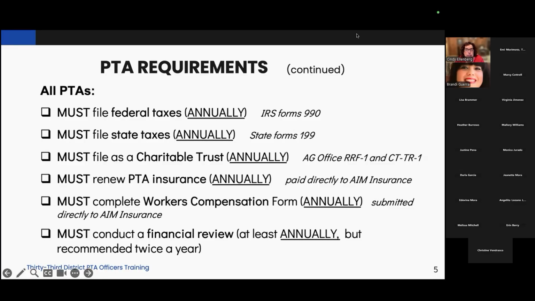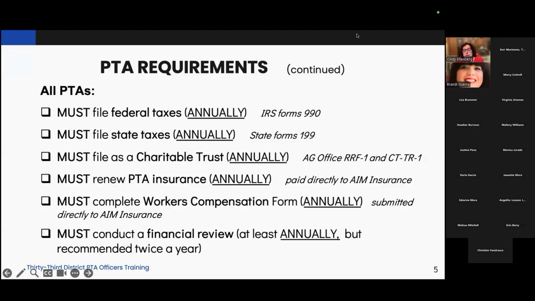the CTTR1. You must renew your PTA insurance annually, and that is paid directly to AIM Insurance, as you all know. You must complete the workers' compensation form annually, submitted directly to AIM Insurance, and that needs to be done even if you don't have an employee. That must be done every year.